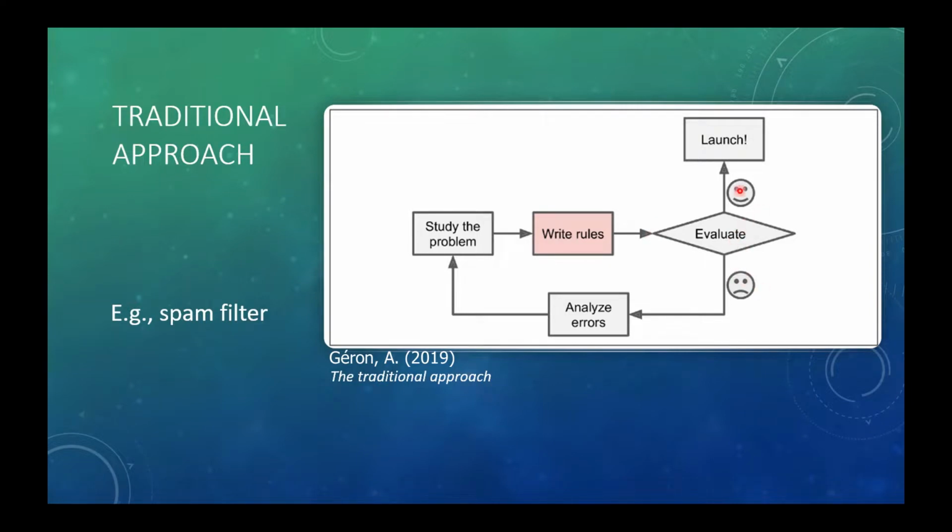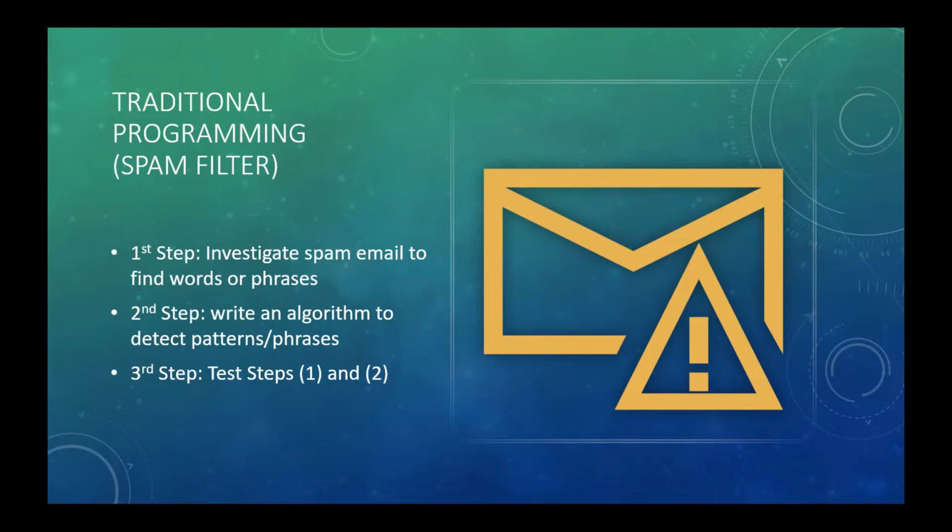And then if you are good, then you go to launch. Otherwise, again, you go analyze the errors, maybe bring more emails, understand why those emails have been, for example, flagged as spam while they are ham, or flagged as ham while they are spam, and so on. You start again analyzing these errors and again study the problem, writing rules again, and so on.